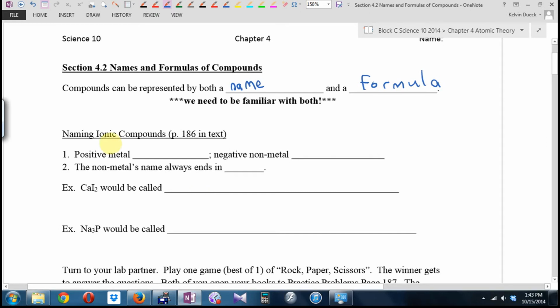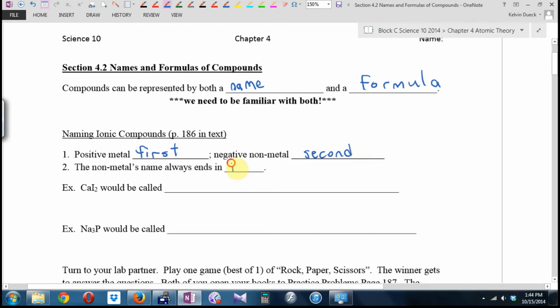How can you tell it's ionic in Science 10? What will the first element be? A metal. So positive metal is first. Negative nonmetal will be second. There are exceptions to that, but for now that's okay. And to make the name, you learned last year that the nonmetal's name always ends in, what did we always end the second compound with?